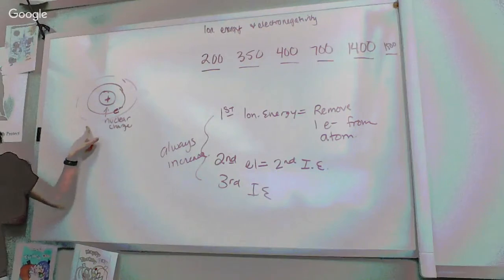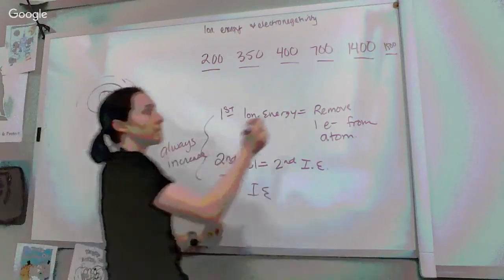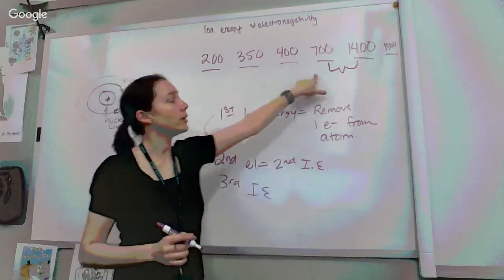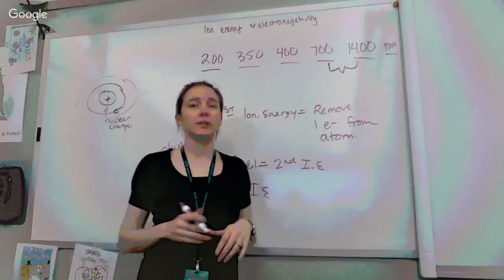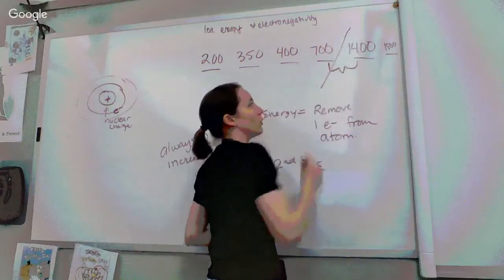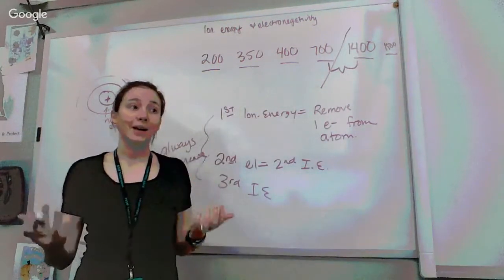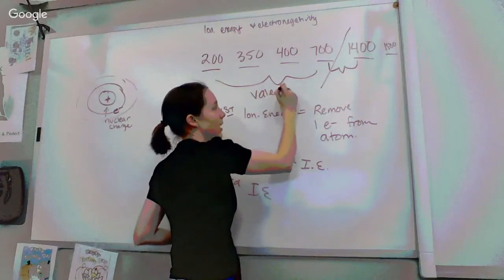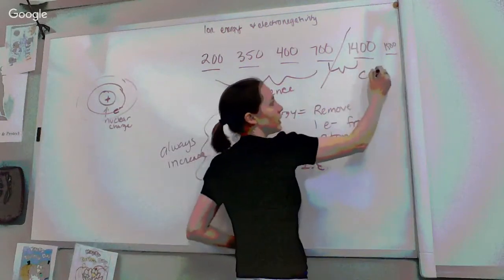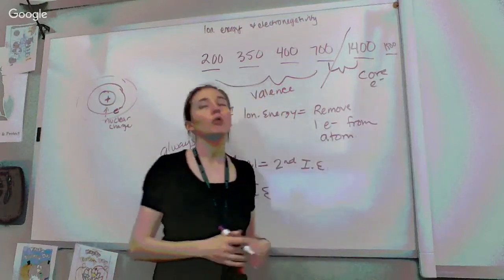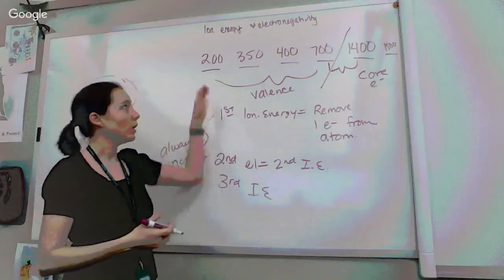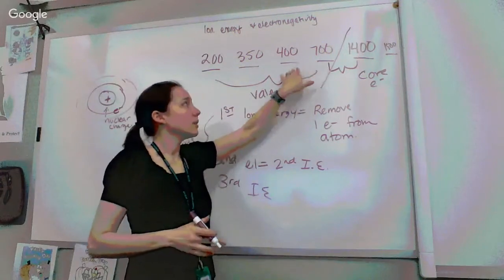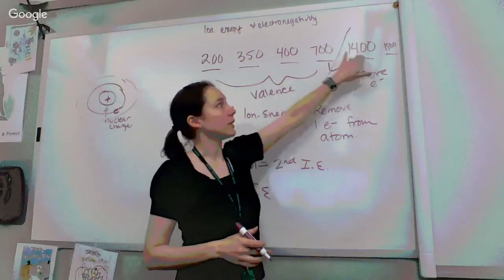What do you mean by it, Joe? The ionization energy is a huge difference between, from here to here is a giant difference in ionization energy. So the difference between those two is a sign that these guys are all valence electrons. They're in my outermost, and then I'm moving into my core electrons because they take quite a bit more energy to remove. You'll see like 400 to 700, that was a little bit of a jump, but it wasn't nearly as large as 700 to 1400.